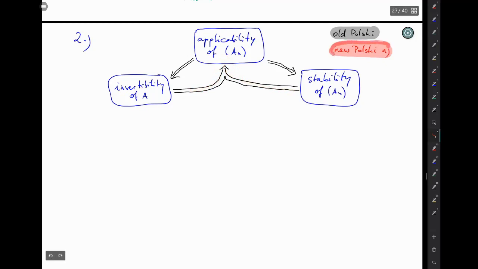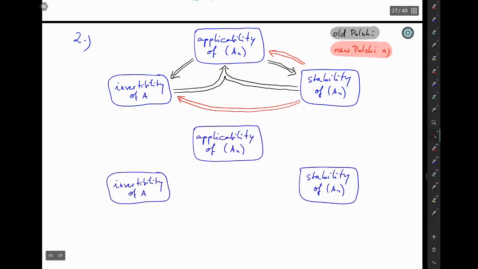Now, statement A of the new Polski theorem moreover says that stability on its own already implies applicability and invertibility, and that applicability and invertibility together imply stability, but that's already clear by this arrow here. Already applicability on its own can do that. So if we simplify this network here, this graph, we find that applicability and stability imply each other, so they must be equivalent. And each of them implies invertibility, but not vice versa.